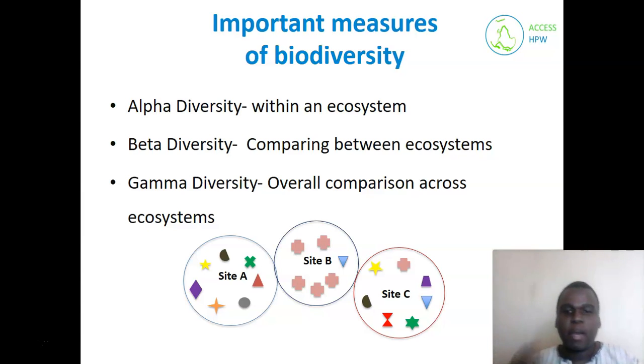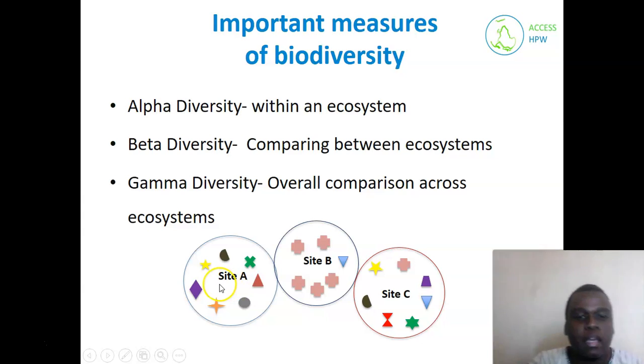So biodiversity is measured, and there are three types of measures of biodiversity. So we've got alpha diversity, which is diversity within an ecosystem. We've got beta diversity, which is comparing diversity between ecosystems, and gamma diversity is the overall comparison of biodiversity across ecosystems. So here in this image, we've got site A, site B, and site C.